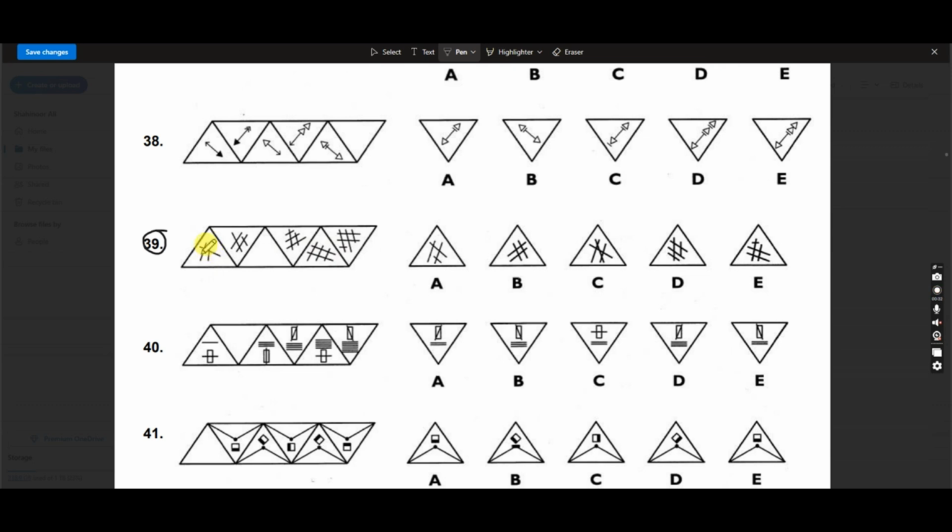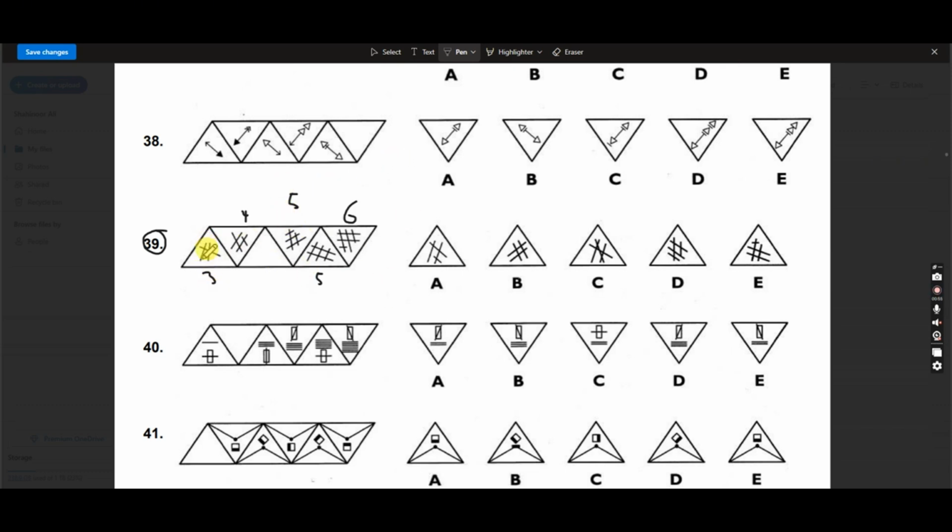So what I can see is there's 3 lines here, 1, 2, 3, 4. There's 4 lines here, 1, 2, 3, 4, 5. There's 5 lines here. There's 5 lines here as well. And 6 lines. Okay, not really much of a pattern there. 3, 5, 5, 6. Not really much of a pattern.